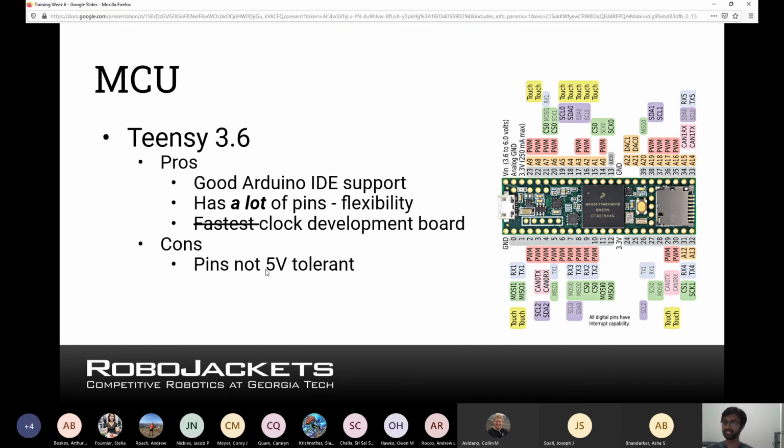And then one con was that the pins aren't all 5-volt tolerant, and 5-volt is pretty much the most common voltage for components to run at. More often than not, you find 3.3, and it's getting more trendy to use 3.3, but 5-volt is pretty common.